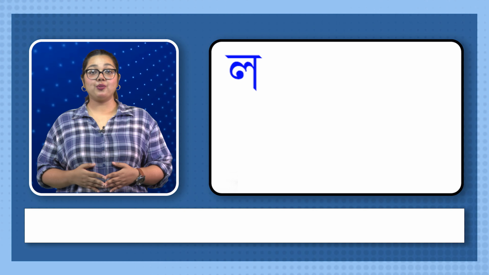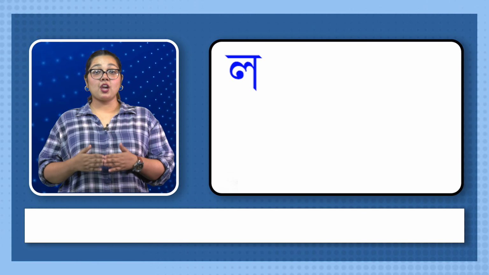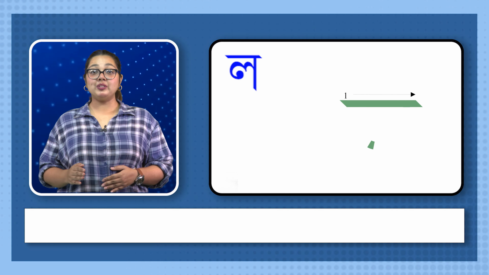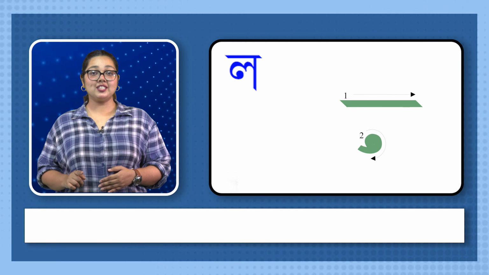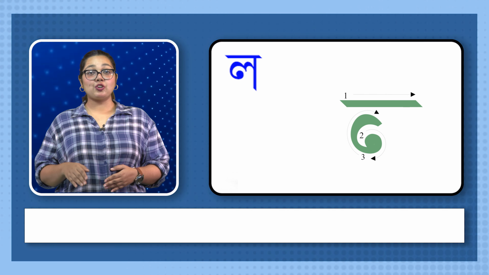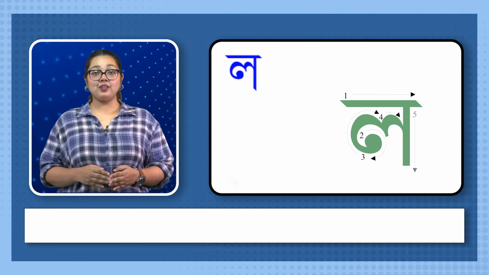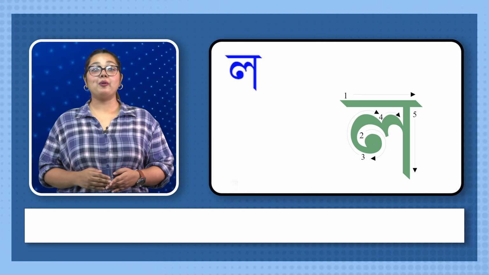Now let's try to write this letter Law. First, we will draw the matra. Then we will start here with a clockwise loop and draw two curves. Now the straight line will complete the letter Law.